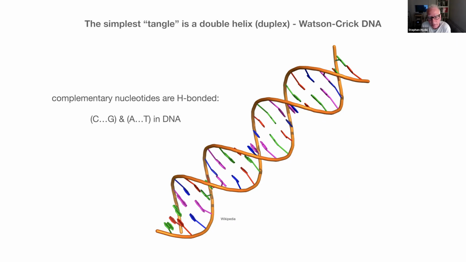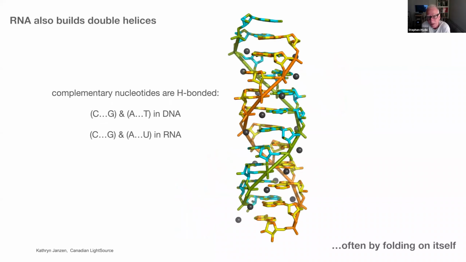So the simplest tangle we could have, I'm sure everyone's familiar with, this is just a picture I took from Wikipedia, a cartoon of the standard form of DNA discovered by Watson and Crick. And the idea there is that you have complementary nucleotides in DNA, where the hydrogen bonding is what pulls the strands together. And so depending on the nucleotides in DNA, you have C complementary to G and A complementary to T. In RNA, you have a very similar picture.